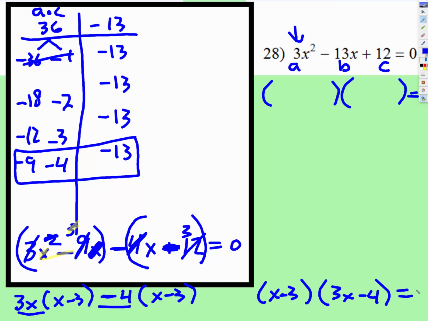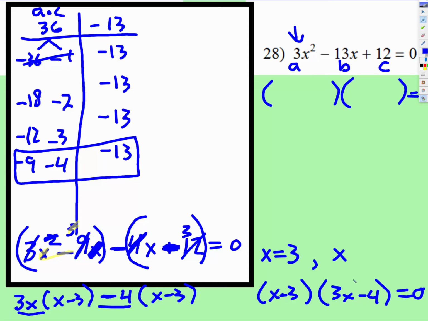But remember, this time it said equal to 0. Because it said equal to 0, that tells us, oh, we have to find what the x's are. Here's the fast way to do it. Look inside the parentheses. What zeroes out -3? +3. All right? And then over here, this is a little bit trickier.